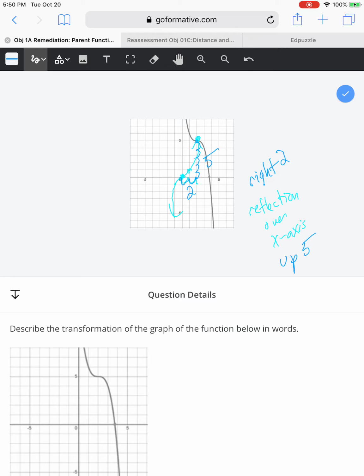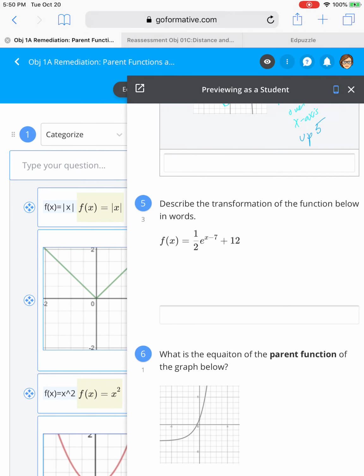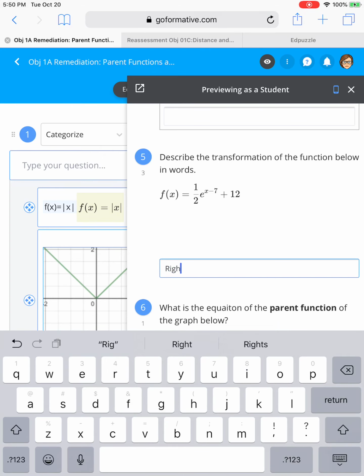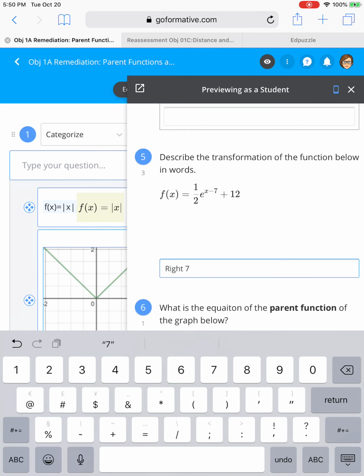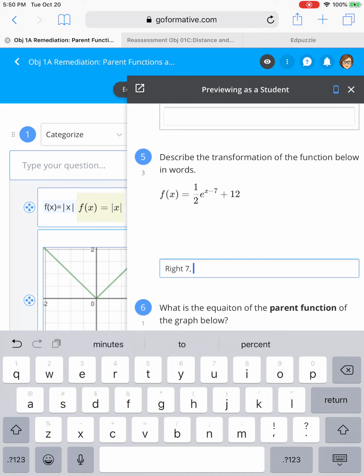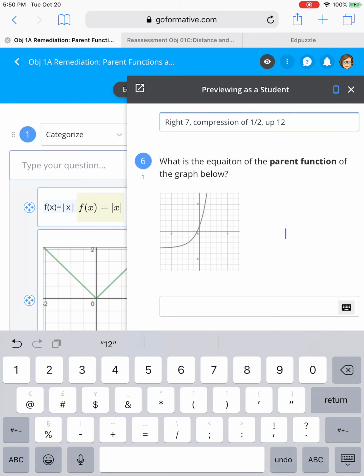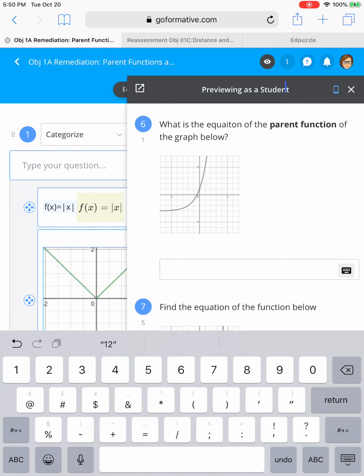Okay, and that's it. So I always just use the same point, these kind of corresponding points. Where did it start? Where did it end? And it's flipped over. So for this one, it's going to be right 7, and then a shrink or compression of 1/2. And the last thing is up 12.